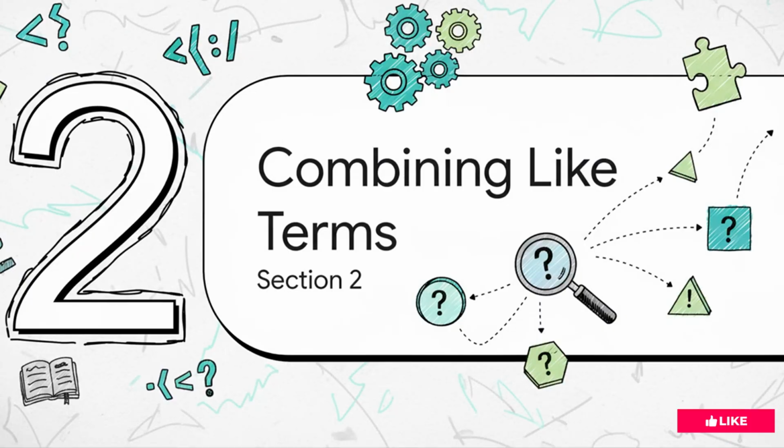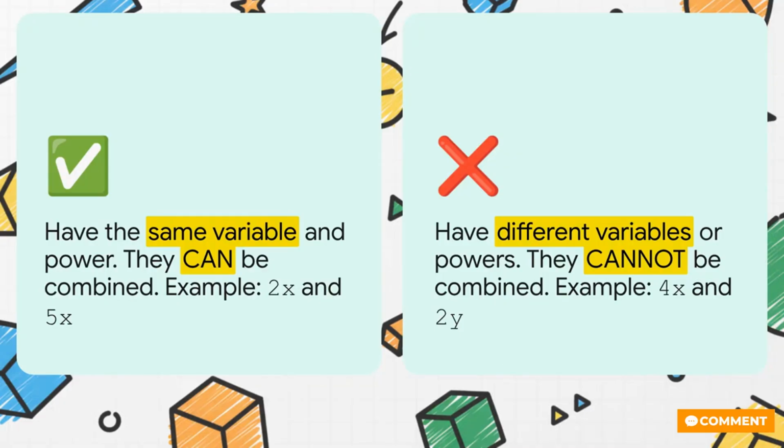Okay, so we've got the words, we know the vocabulary. Now it's time for the grammar, right? The rules for how you can put these words together correctly. So in this section, we're going to talk about a really important idea, combining like terms. Now, this is probably the single most important rule you need to know to get started. You can only combine things that are, well, alike. This means they have to have the exact same variable. It's the whole, you can add apples to apples, but you can't add apples to oranges thing. So 2x and 5x, sure, we can combine those. But 4x and 2y, nope, they have to stay separate.